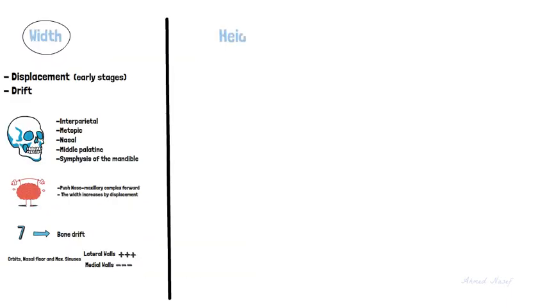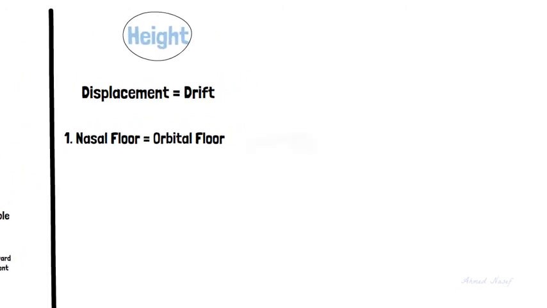Now let's talk about the height. And the vertical growth of the midface results almost equally by displacement and drift movements. And we can divide the vertical growth of the midface into 3 main points. The first one is that at birth, the nasal floor is actually at the same level as the orbital floors. But later, there is resorption in the nasal floor, and deposition occurs at the palatal and the alveolar process sides. And this will cause the nasal floor to become at a lower level than the orbital floor.